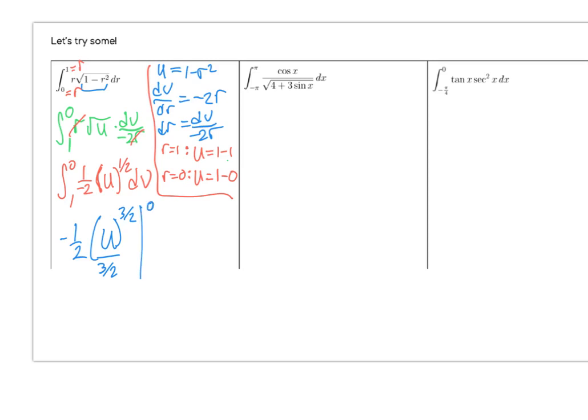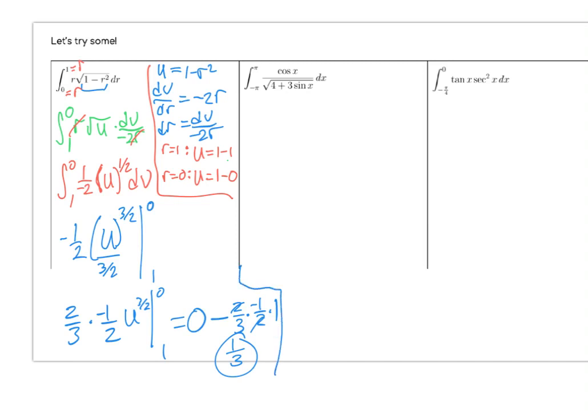Evaluating this at 0 and at 1. 3/2 divided is the same thing as multiplying by 2/3. So 2/3 times negative a half. And then we get u to the 3/2 at 0 and 1. Plugging in 0, we get 0. Plugging in 1, we get 1. Those are nice numbers to work with here. So that's 2/3 times negative a half times 1. Canceling stuff out, we end up with positive a third as our final answer.